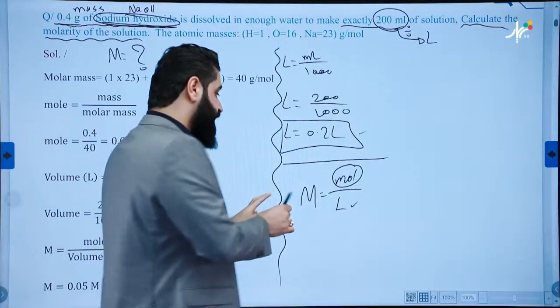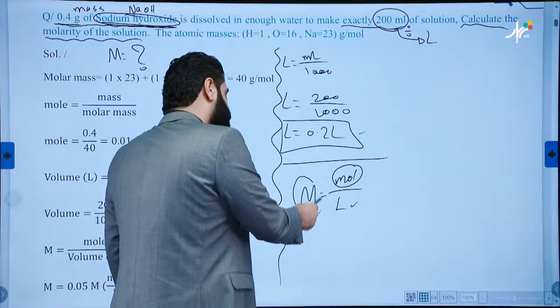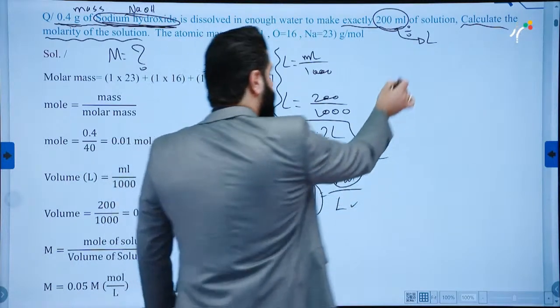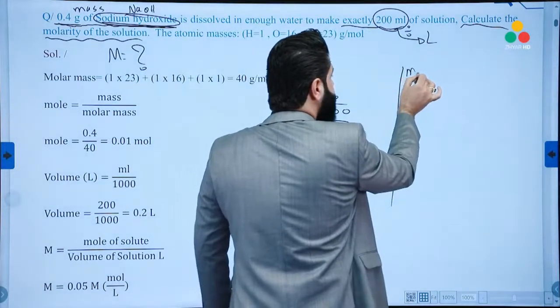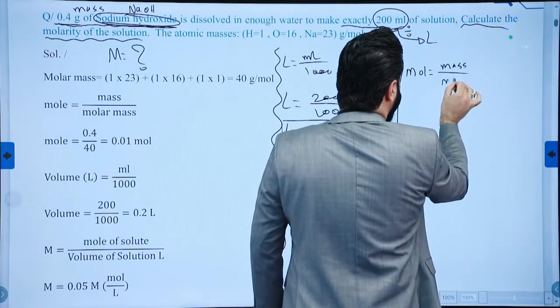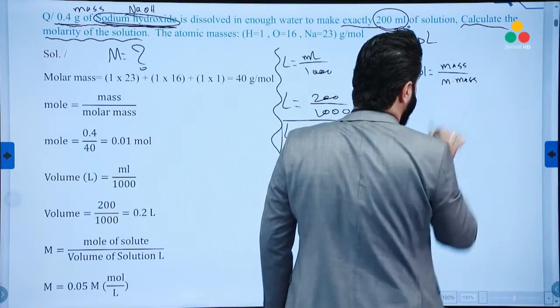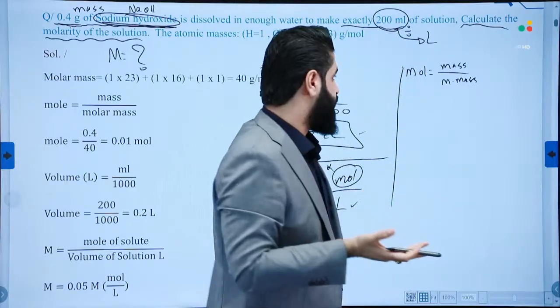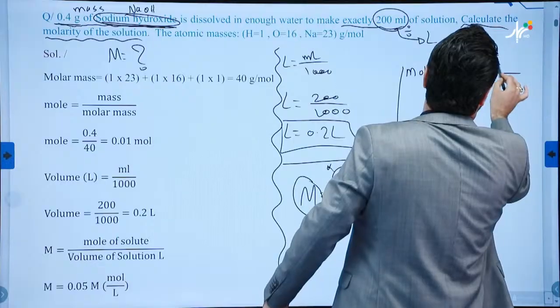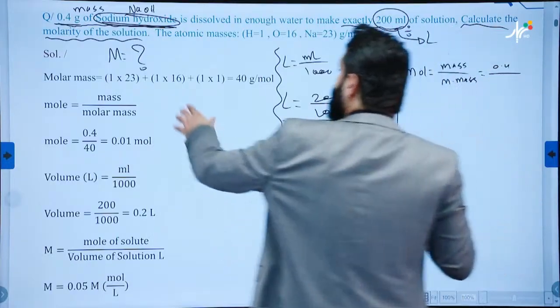So the problem is, we need to find out the molarity. We have liters, we don't have mole number. But how to calculate mole number? Easily, mole equals mass per molar mass. Get? Mass per molar mass. Very easy. About the mass, which is 0.4, but again, we don't have molar mass.